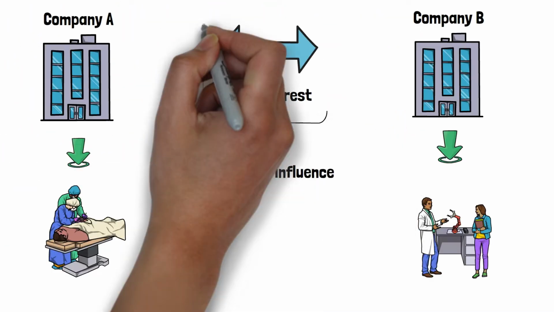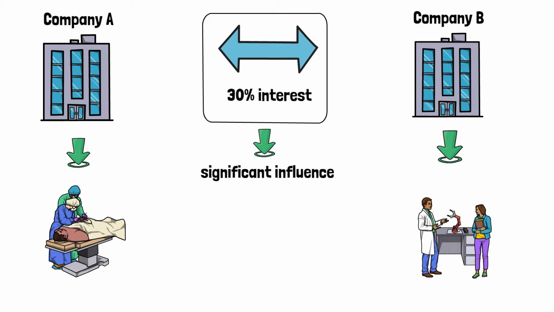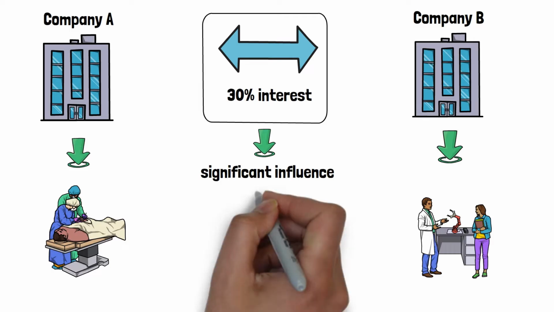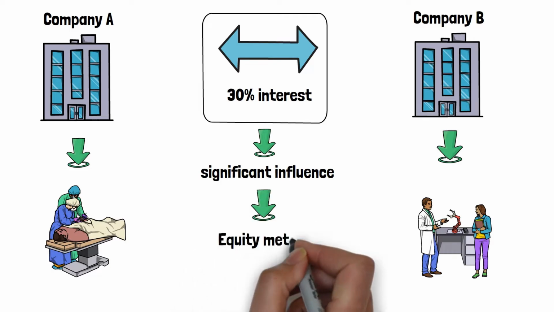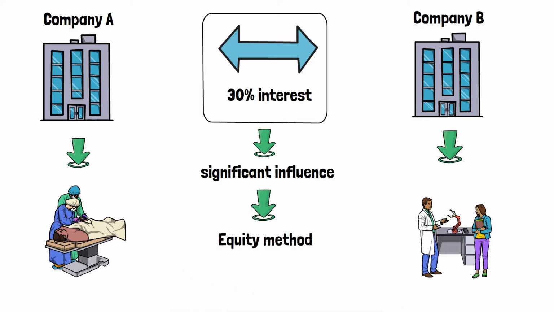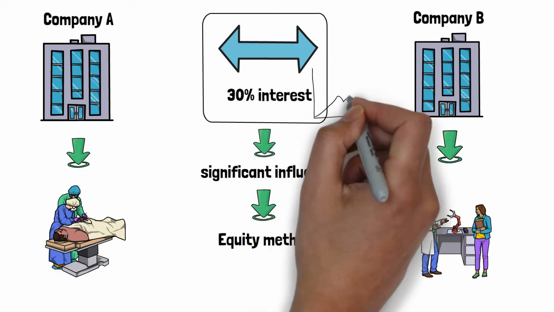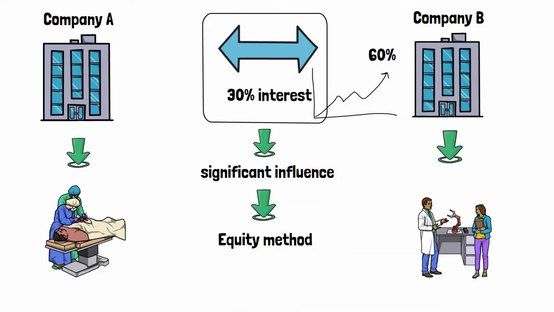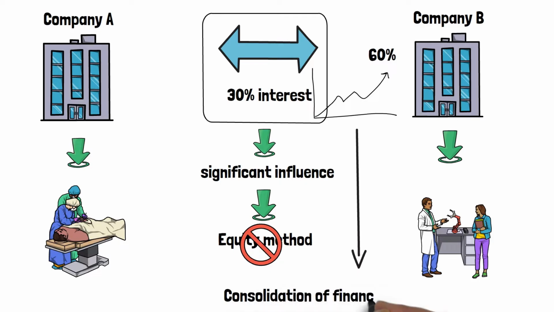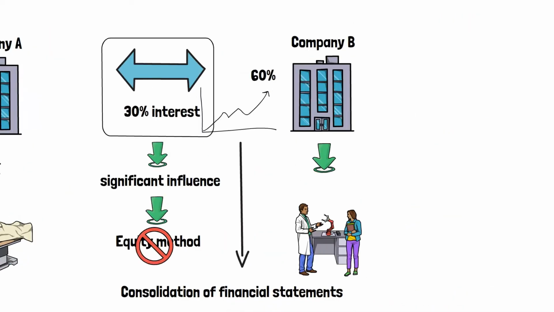So, as we can see in our example, Company A acquired a 30% interest in Entity B, showing that significant influence exists. Thus, Company A must recognize its investment using the equity method. Besides, it's important to say that if the interest were not 30% but 60%, for example, Entity A should no longer use the equity method but carry out a financial statement consolidation process.